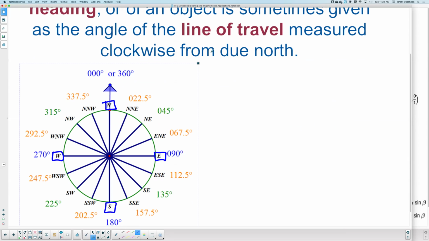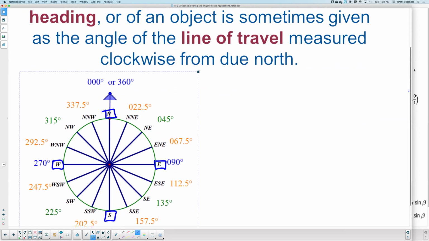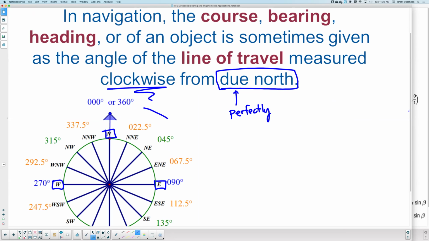Okay. This is called a bearing. A bearing starts which way? Clockwise. Due north. What does due north mean, do you think? North. This word due means perfectly north. It starts perfectly north, and which way does it rotate? Clockwise. So we're going this direction as you go around. That's how we do real world problems.